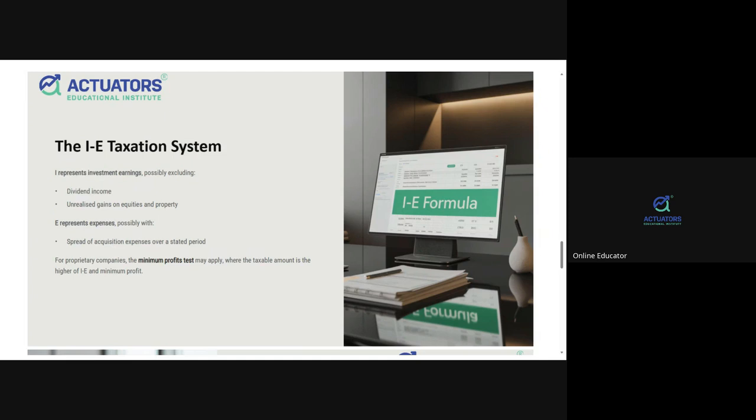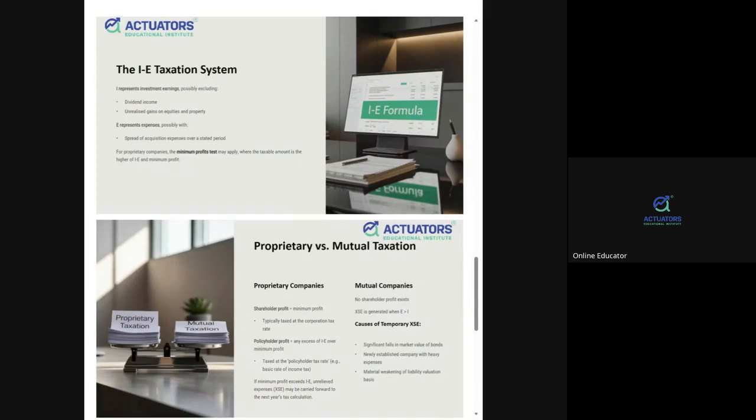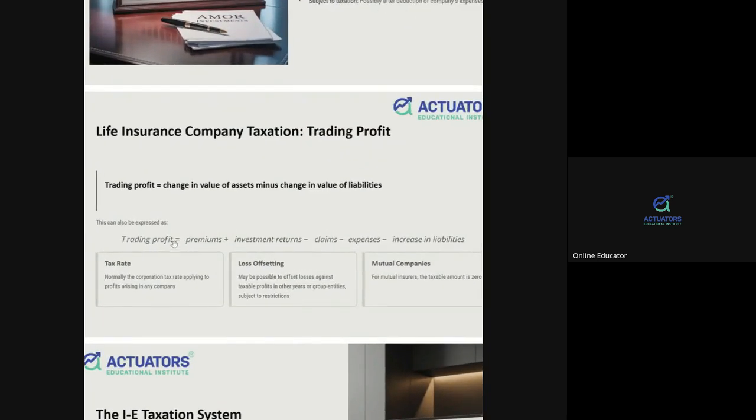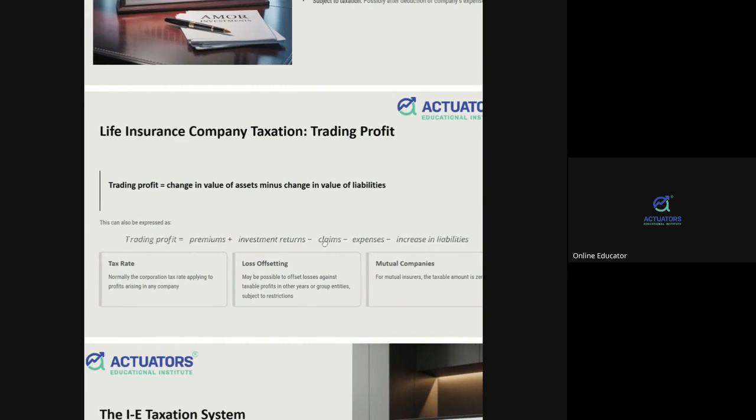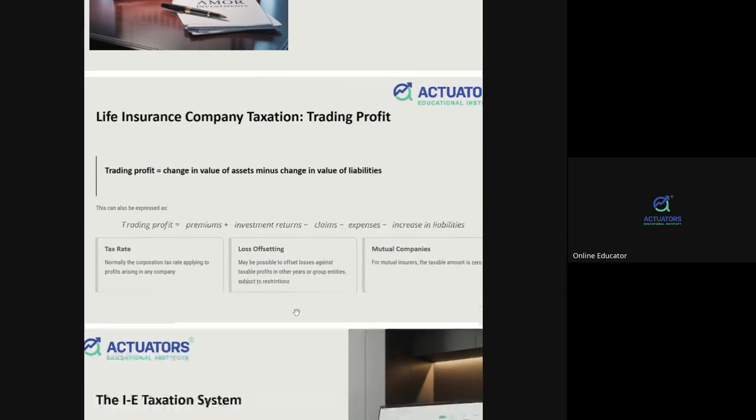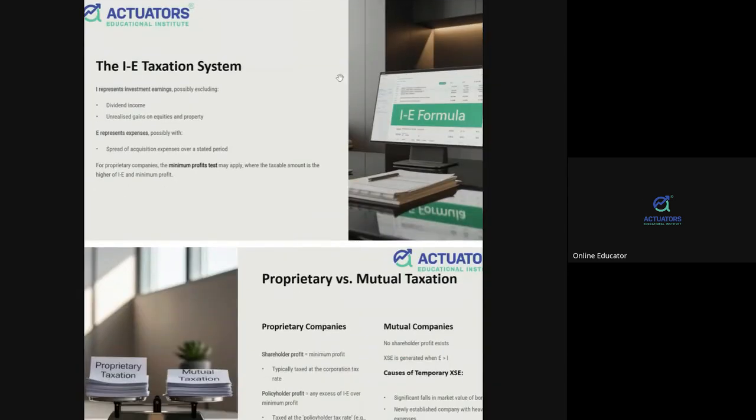That is one way of taxing an insurance company. That's the first thing we were talking about yesterday. So trading profit is premiums plus investment returns minus claims minus expenses minus increase in liabilities. The second way we talked about is called the I minus E system, where we take the investment return, which includes dividend income and unrealized income on equity and properties, and subtract from it the expenses, and you get the I minus E basis profit.